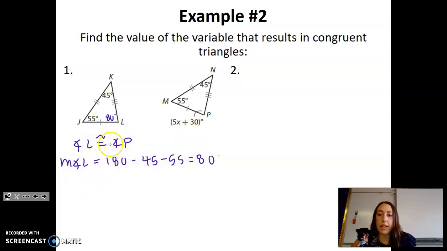Okay, we got angle P and angle L. We know they're the same, so that means that these two guys, P and L, have to be equal to one another. So 5x plus 30 has to be equal to 80 degrees, and then we can just go ahead and solve our equation. So 5x would have to be equal to 50 degrees.